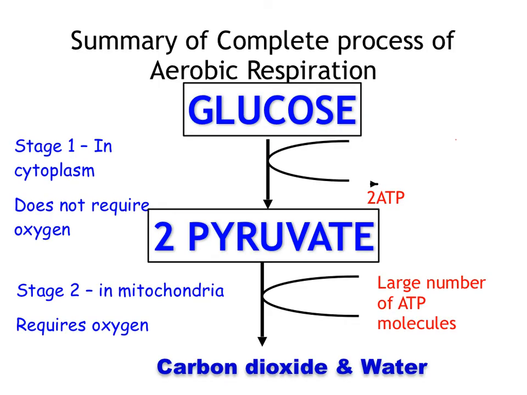This diagram here just gives a summary of the complete process of aerobic respiration. Stage 1 occurs in the cytoplasm, and in that stage the glucose is broken down to 2 molecules of pyruvate. In that stage, 2 ATP are produced. The second stage occurs in the mitochondria, it requires oxygen, and in that stage, a large number of ATP molecules are produced, and carbon dioxide and water are produced.